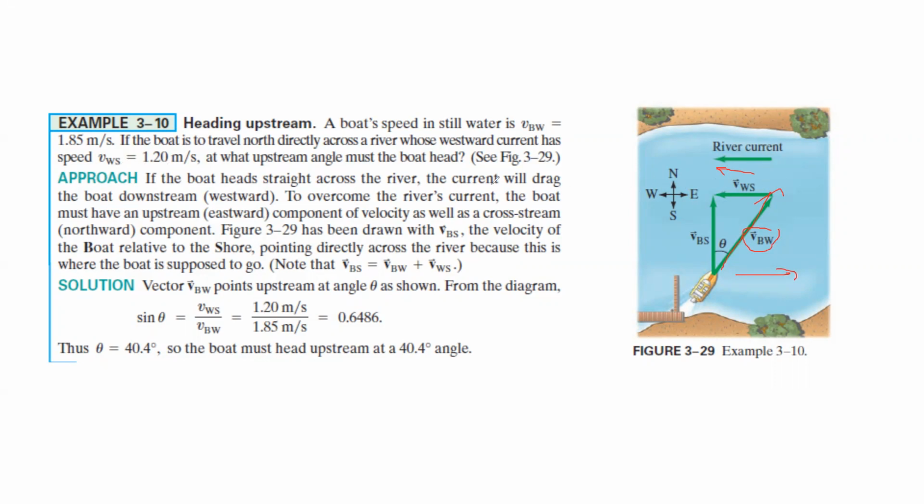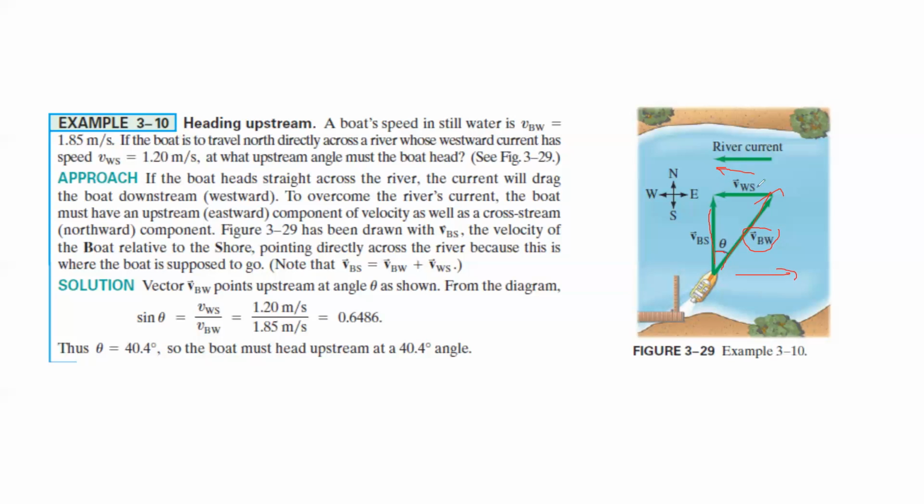So this one. And then you are asked what upstream angle must the boat head so that it will compensate the westward. So it's asking for the theta here, the upstream. So we have here the velocity of the boat with respect to the shore is to be the resultant. And you're asked about theta.